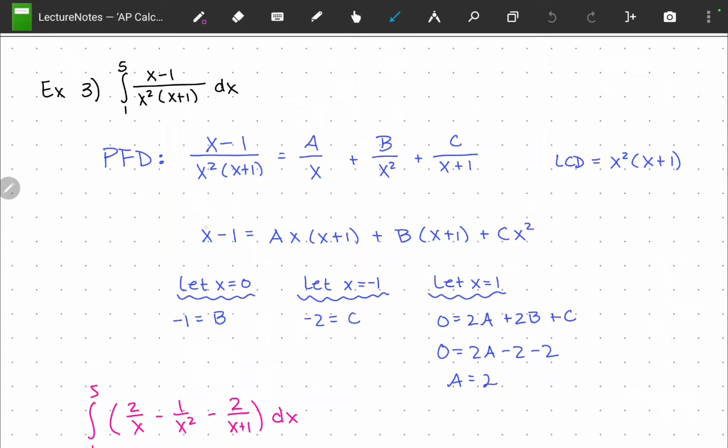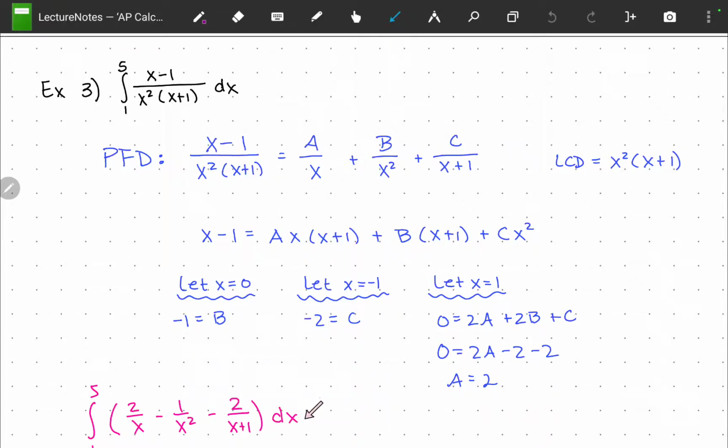So if I let x equal 1, 1 minus 1 is 0. This term will become 2a. This term will become 2b. This term will become c. But we do know what b and c equal, so I can plug those in, and then I'm able to solve for a. And now I have all 3 numerators, and that's where I got this. A is 2, b was -1, and c was -2.